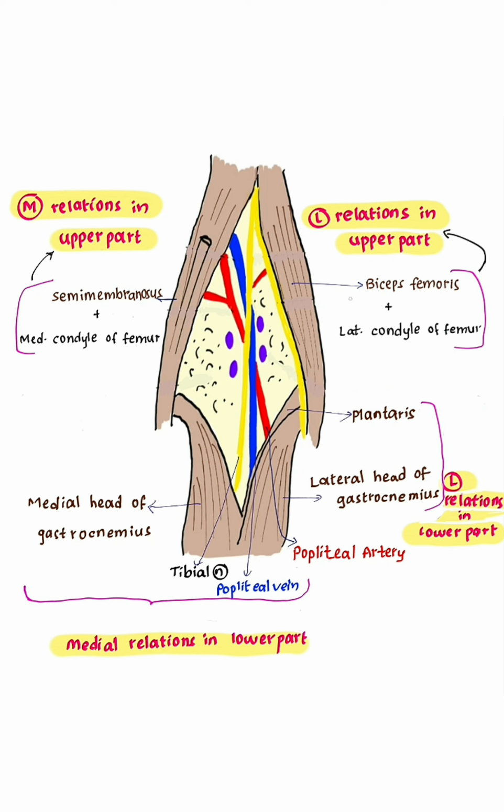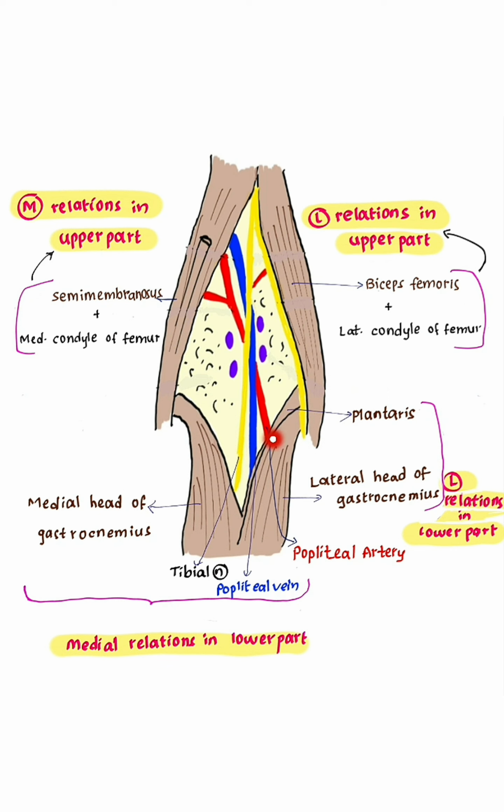Lateral relations in upper part are biceps femoris and lateral condyle of femur. Medial relations in lower part: medial head of gastrocnemius, tibial nerve, and popliteal vein form the medial relations of popliteal artery in the lower part.